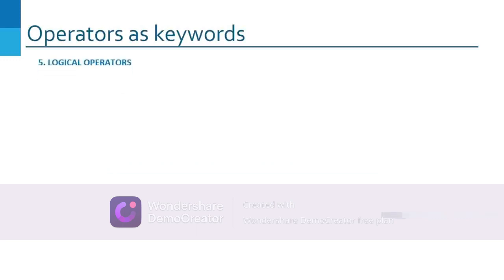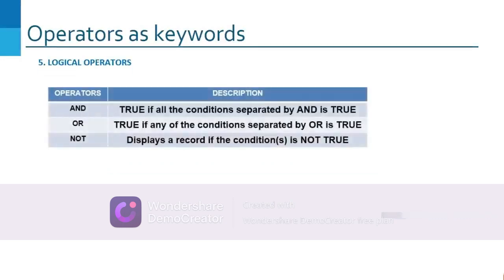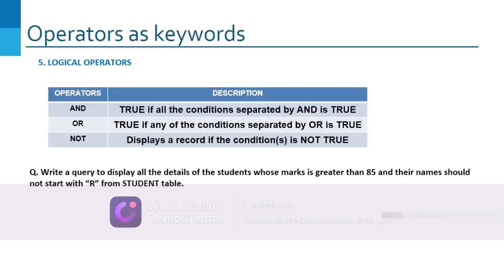Now, the next one is logical operators. Logical operators we already know; in many programming languages we have AND, OR, and NOT, right? We also have these logical operators here in Oracle and SQL. Write a query to display all the details of the students whose marks are greater than 85. Now understand that this is one part of the question. Write a query to display all details of the students whose marks are greater than 85, and their names should not start with R, from the student table.